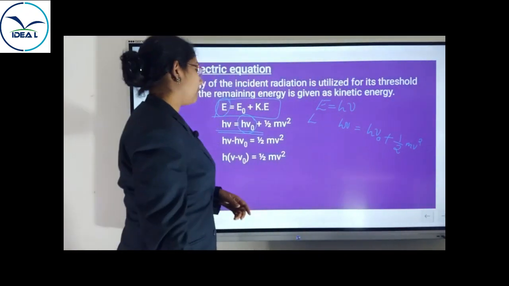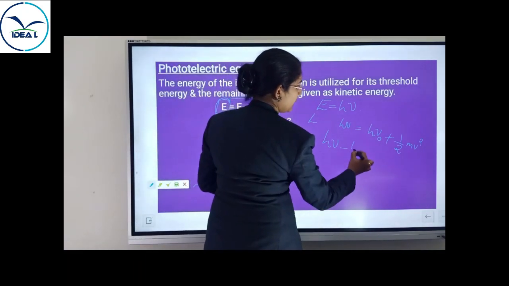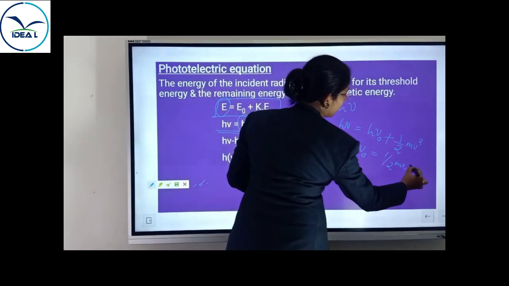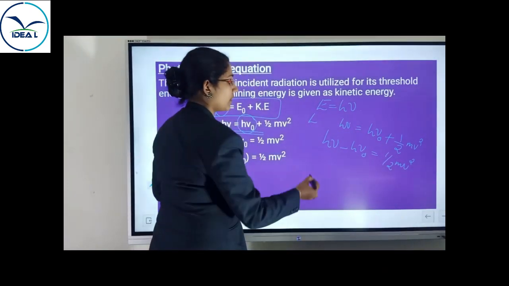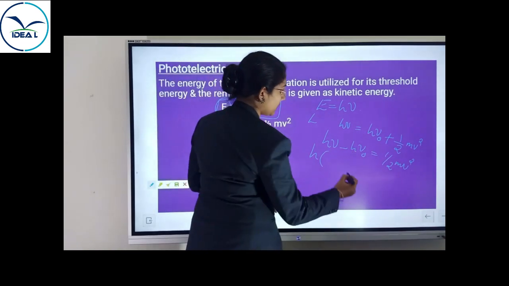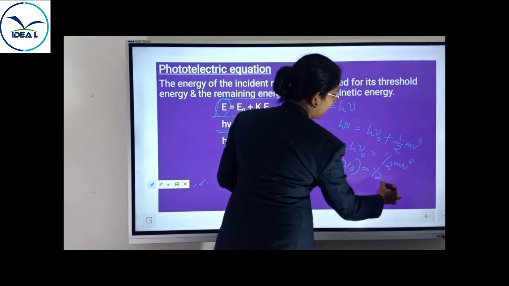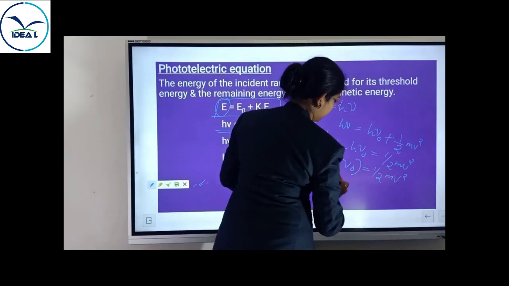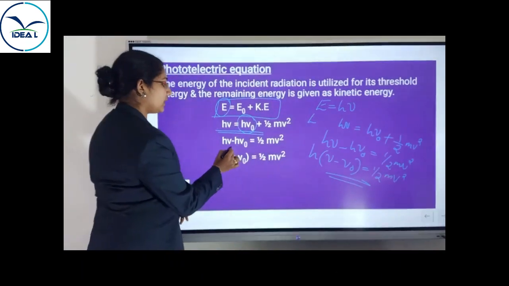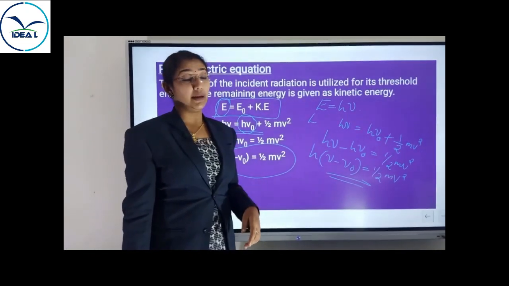Okay, then hν minus hν0 is equal to half mv square. h is a common factor. So h into (ν minus ν0) is equal to half mv square. So this is the photoelectric equation: h(ν − ν0) = ½mv².